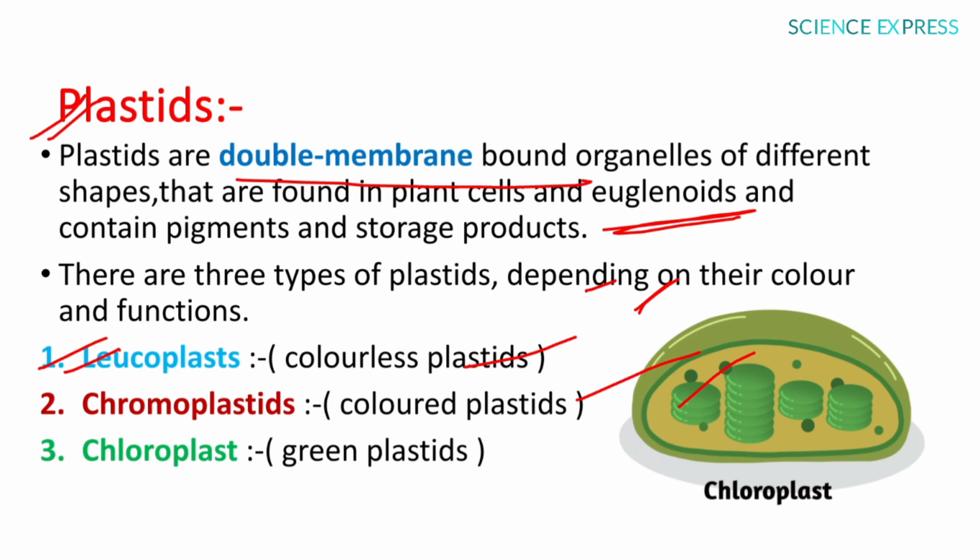Okay, next one is called chromoplast, that means colored plastid. They are found in the petals of flowers and the skin of fruits. They attract agents for pollination and dispersal of fruits and seeds. Okay, next one is called chloroplast, the green plastid. The main function of the green plastid is photosynthesis.